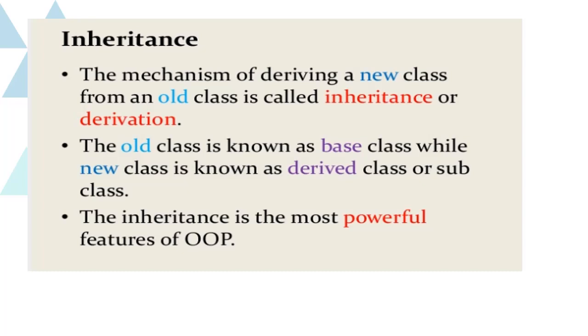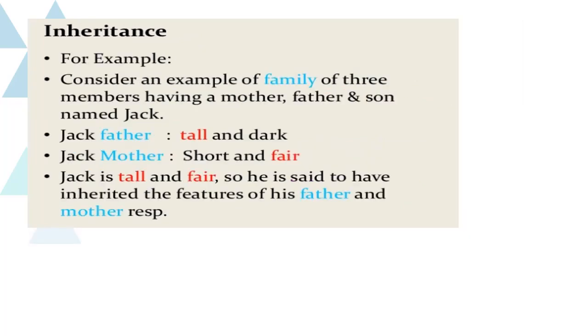Inheritance is the most powerful feature of object-oriented programming. This is a simple example I have mentioned in this slide about inheritance. Consider an example of a family of 3 members: a mother, a father and a son named Jack. Jack's father is tall and dark. Jack's mother is short and fair. Jack is tall and fair, so he is said to have inherited the features of his father and mother respectively.